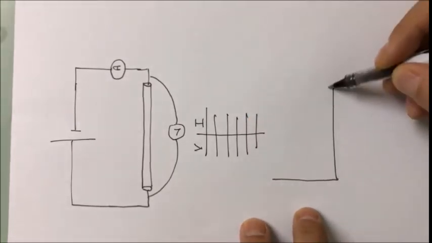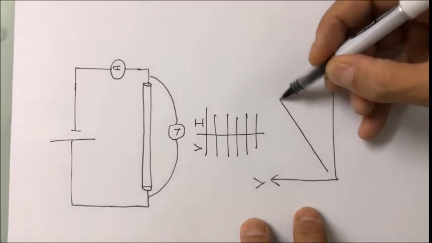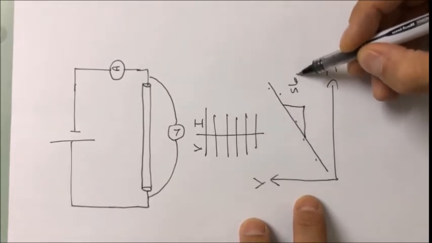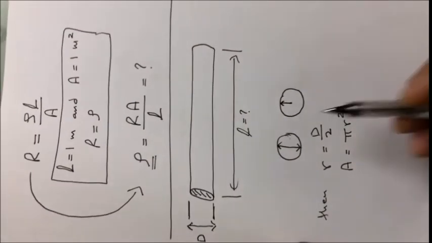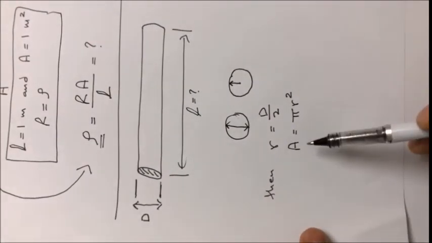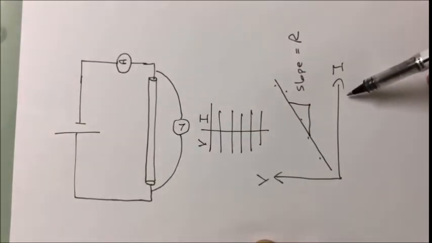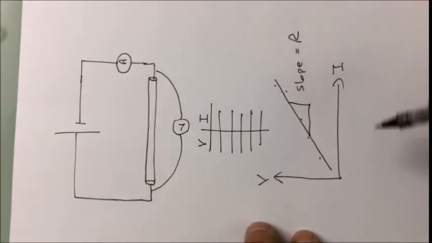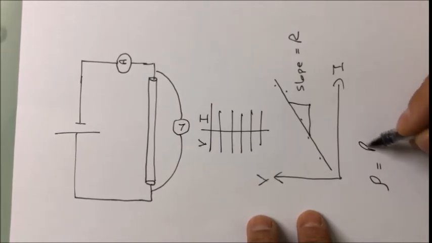Then we draw the straight line, V on the Y axis, I on the X axis. And we draw the best straight line that passes through the points. Calculating the slope will give us the value of the resistance. So by doing this, we have the value of the length measured by the meter stick. We have the value of the area measured from the thickness of the wire. And we have the resistance measured by Ohm's law from the slope of the straight line. Directly after having the three values, we apply the formula that the resistivity of this material equals the resistance times the area over the length.